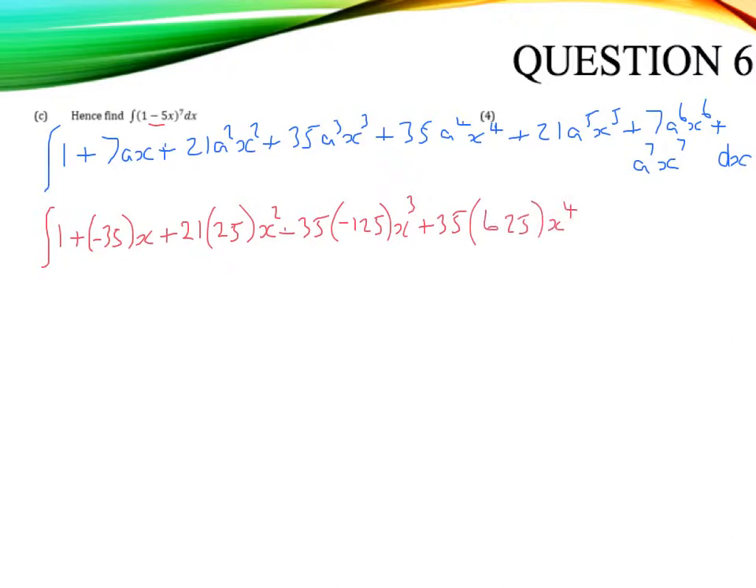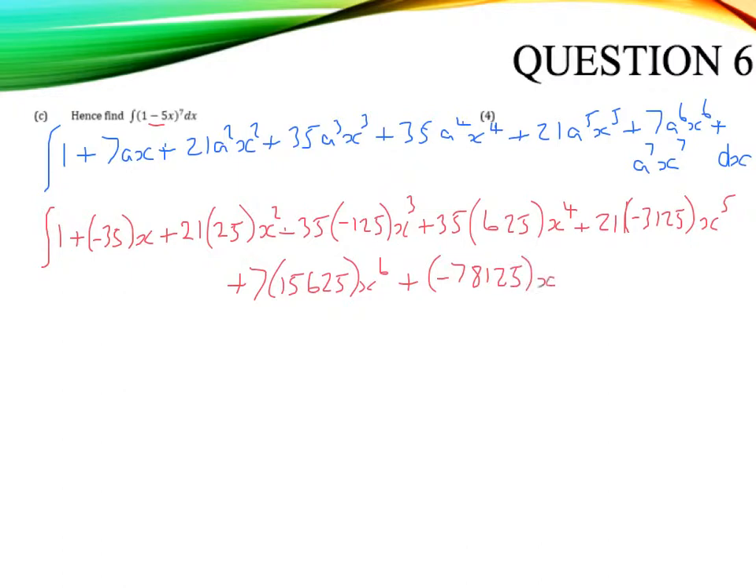x to the 4, and the next one, a to the 5, I'm going to have 21 lots of minus 3125 x to the 5, and then plus 7 lots of 15625 x to the 6, finally plus minus 78125 x to the 7, all with respect to x.